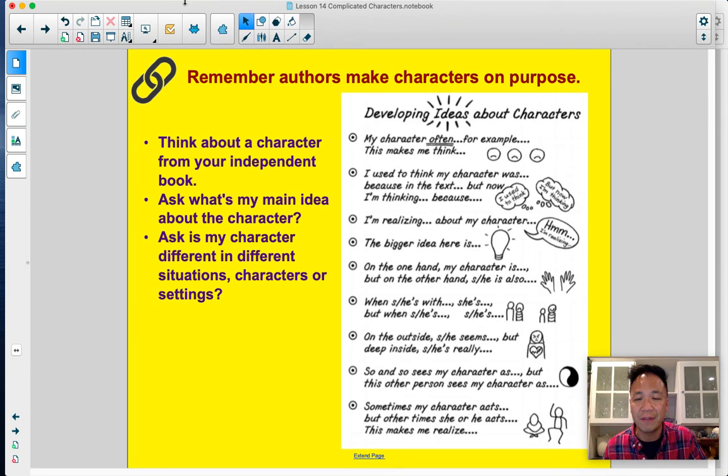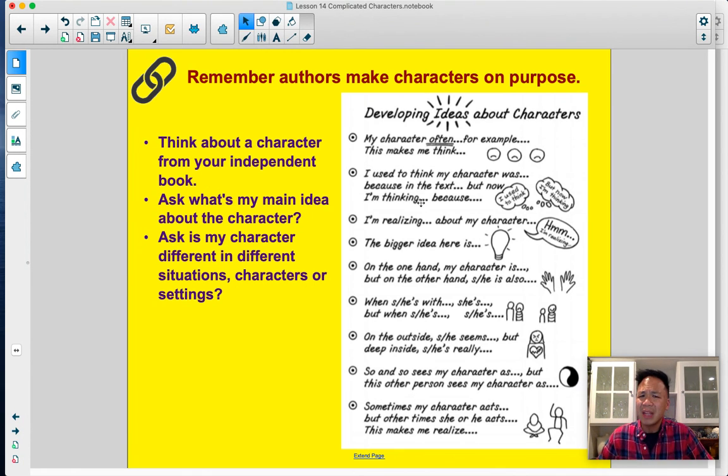Here's a couple of different things that you might be able to state in your reading response journal. For example, my character often does this, for example, during this time, and this makes me think these things. And then, of course, you can talk about it. But in other situations, they do things differently. Or I used to think my character was this because the text had said this, but now I'm thinking that because of that. Notice how we are giving evidence of the characters being different in different places.